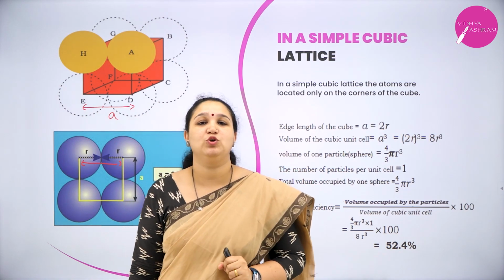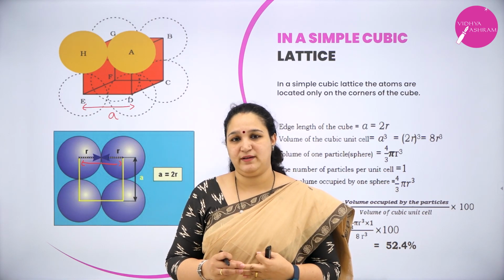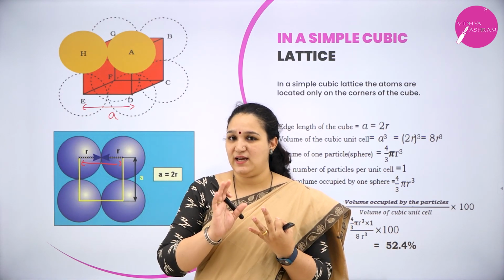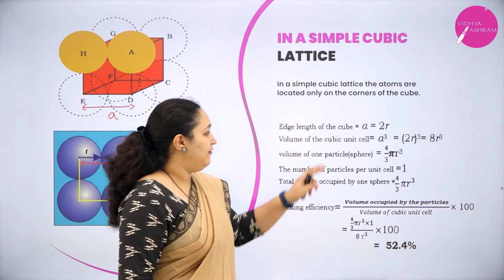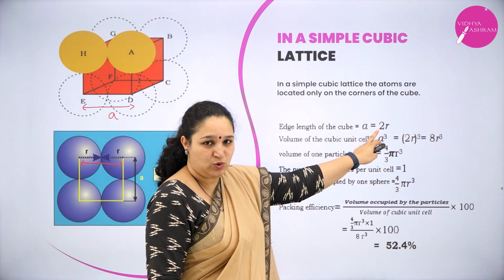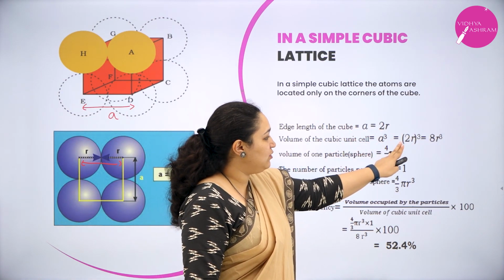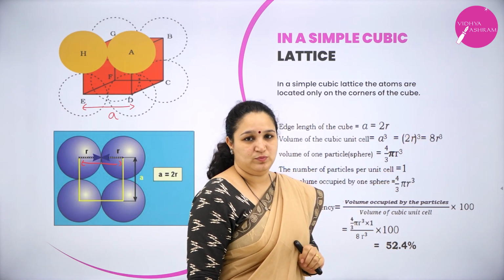What's the volume of the cube? It is length into breadth into height. That is, all the edge lengths are a, so it is a into a into a. So, it is a cube. I have written it as a cube. What is a now? 2r. So, a cube is equal to (2r) whole cube, which is equal to 8r cube.